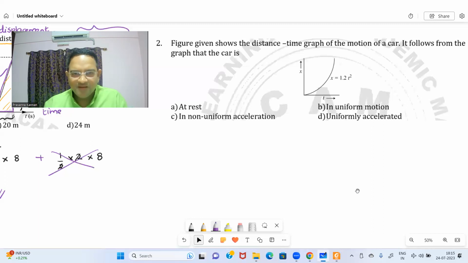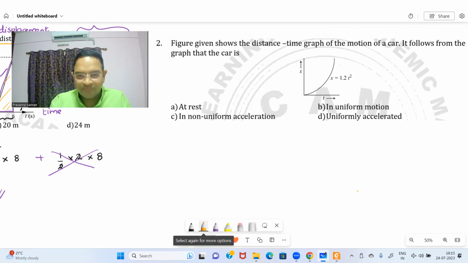I think it's visible, students. The figure shows the distance-time graph of motion of the car. It follows from the graph that the car is at rest, in uniform motion, in non-uniform accelerated motion, or uniform accelerated motion. What is the right answer, students? Sir, uniform accelerated. Exactly, uniform accelerated motion.